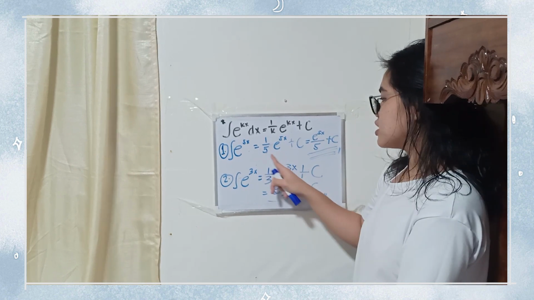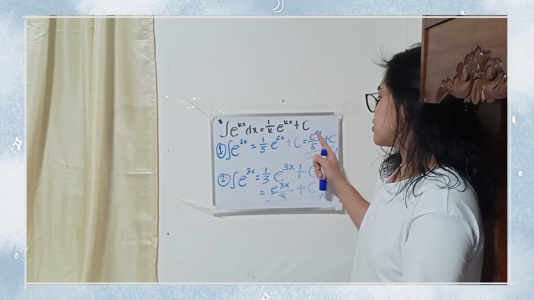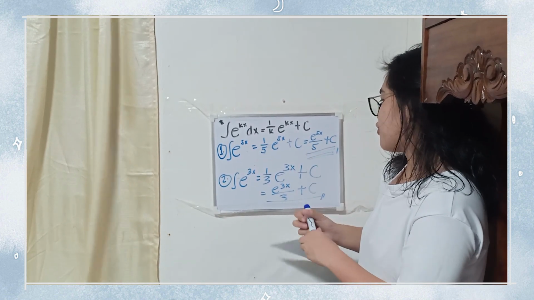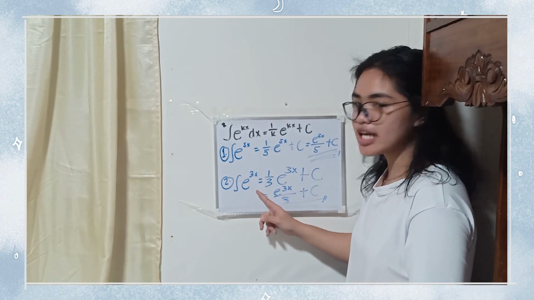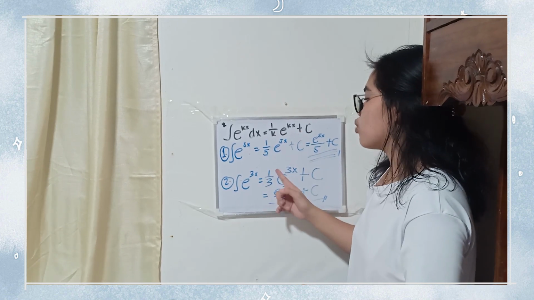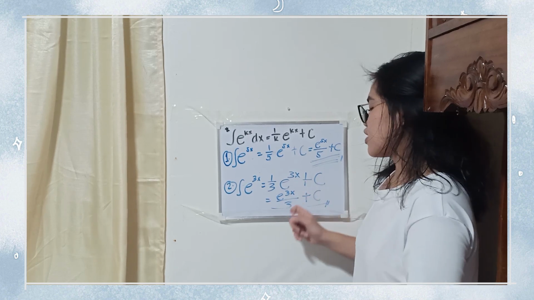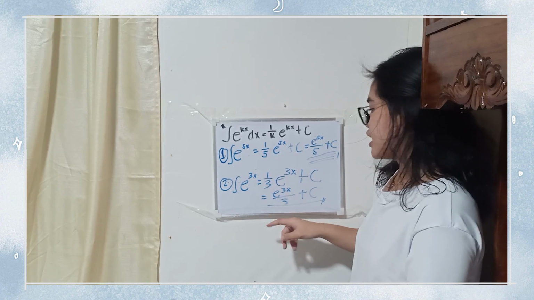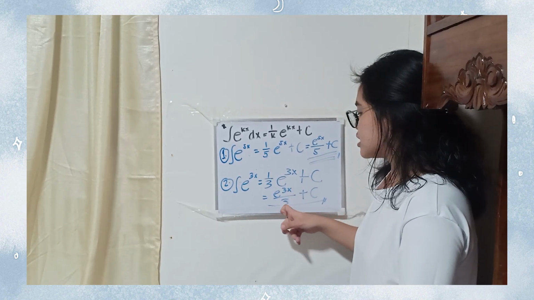So we can combine this into a fraction. The final answer will be e raised to 5x over 5 plus c. So this is the final answer. Number 2, integral of e raised to 3x. Again, we need to follow the formula. It will become 1 over 3 e raised to 3x plus c. Again, we can combine this into a fraction, so we can multiply. The final answer will be e raised to 3x over 3 plus c.